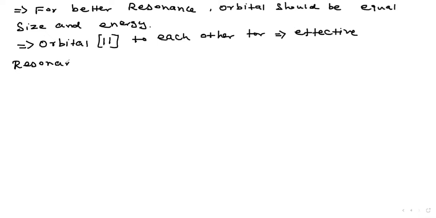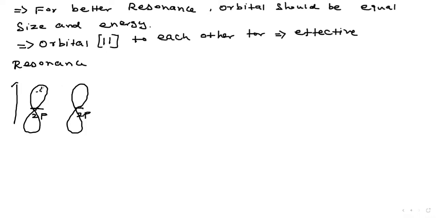Now see, if I take a 2p orbital, okay, this is a 2p orbital and this is a 2p orbital, both are 2p orbitals. Both have the same energy, right? This is the energy level. Assume this is a filled orbital and this is a vacant orbital. Now electron transfer happens easily between them, since both are the same. Electron transfer from the filled to the vacant orbital should be more effective. This is a good, effective resonance. This is the first case.